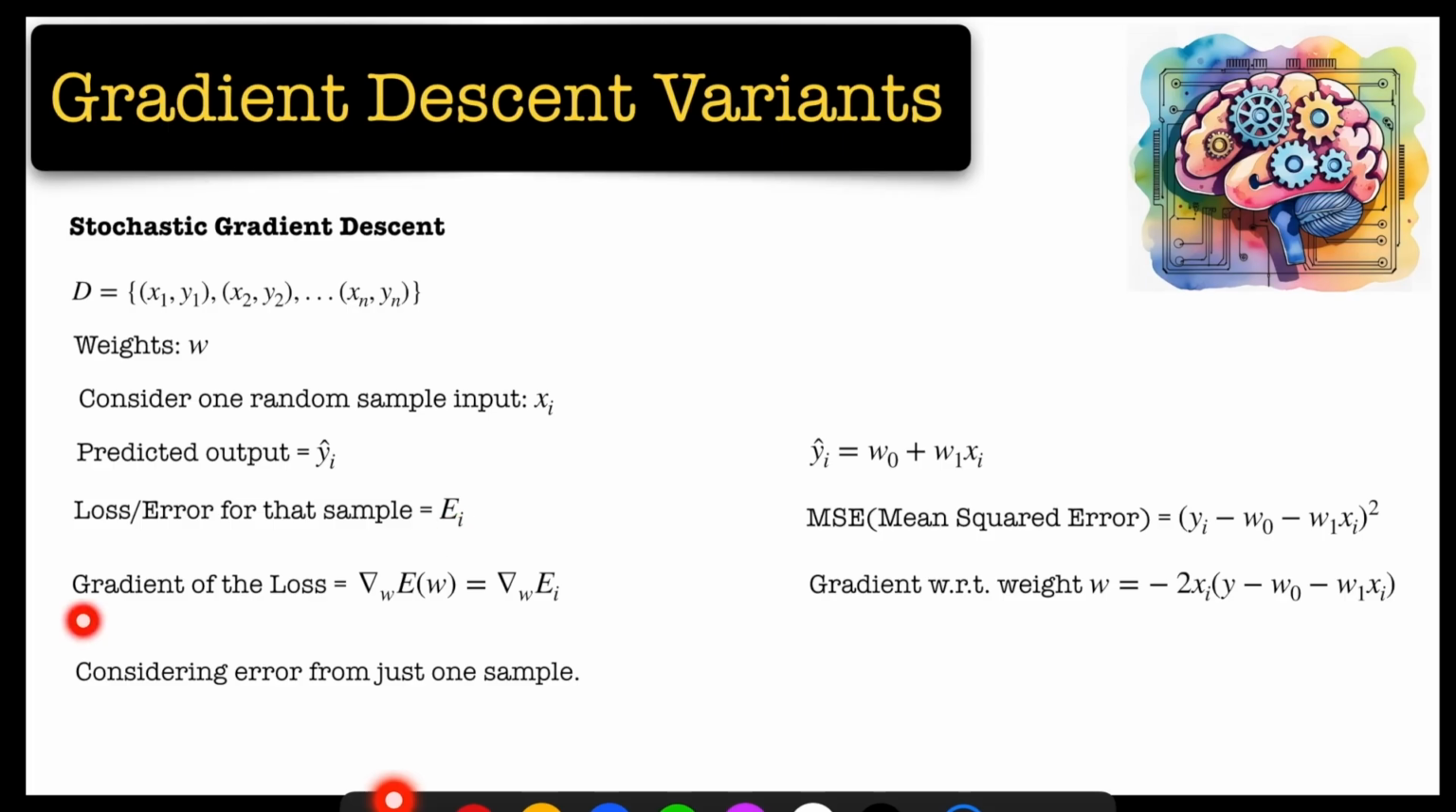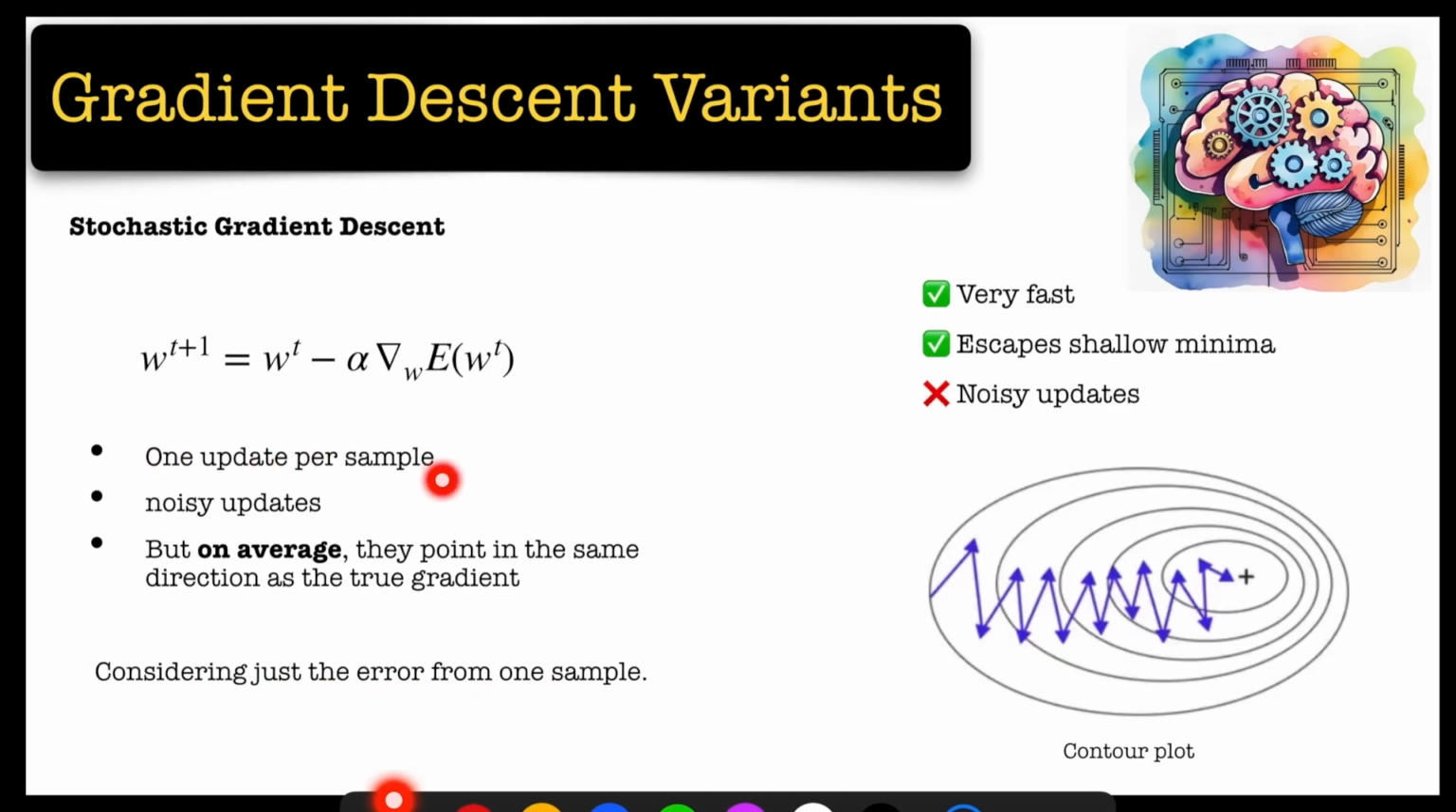Loss or error for that sample is ei. We'll compute the gradient of the loss with respect to only one sample. So the gradient of this E(w) will be the gradient of this only one ei. So we are considering error from just one sample, so one update per sample. This gradient we calculated only with respect to one data point.